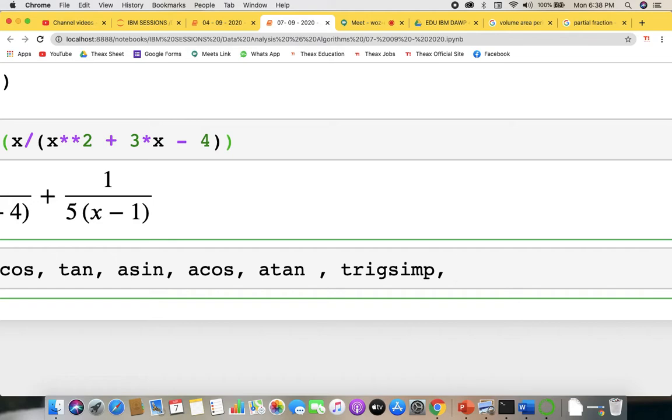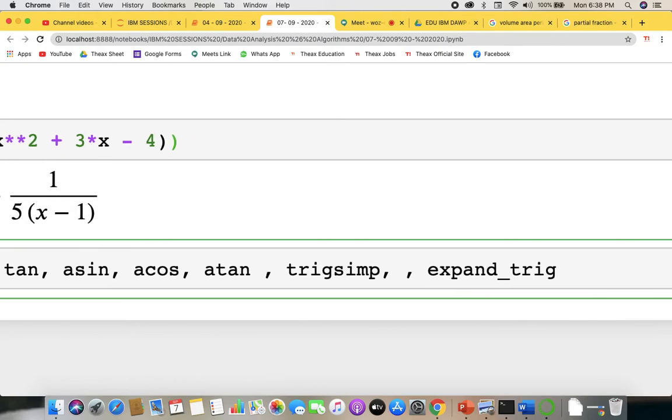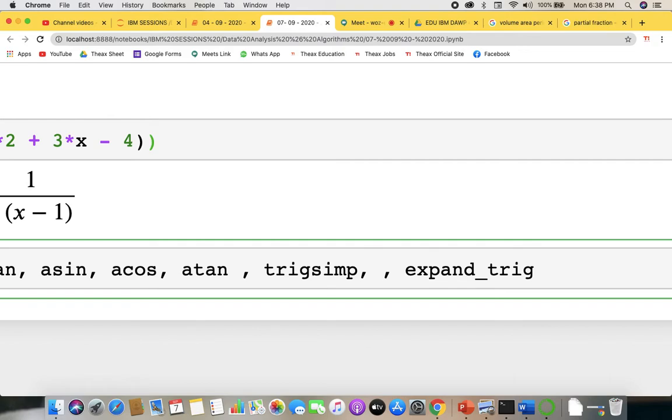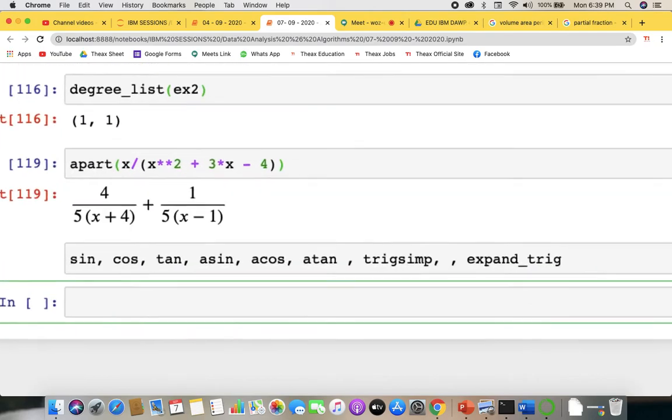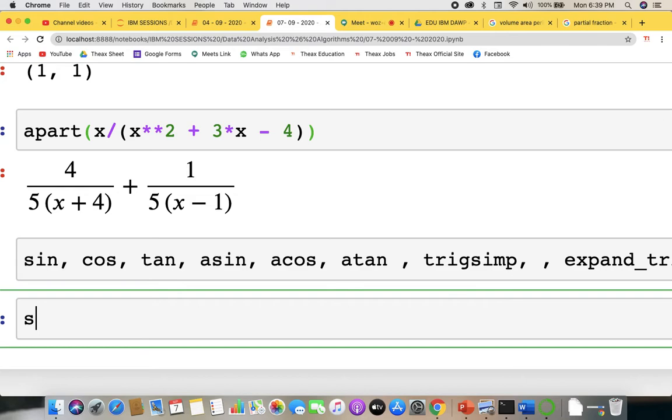Got it? Apart from this, we'll be using expand_trig. What it does is expand any trigonometric expression, so you don't need to know the formulas. So we'll be using these three inside the trigonometric equations. Right, so if I say sine of a plus b, what's the formula? Answer. Sine of a plus b. Sin A cos B plus cos A sin B.